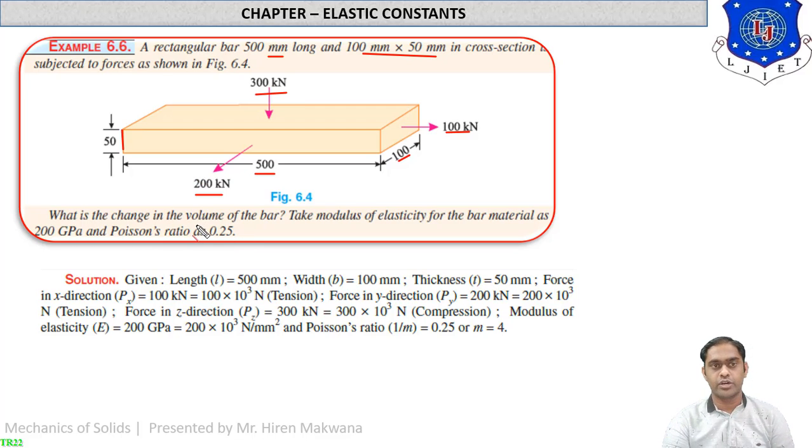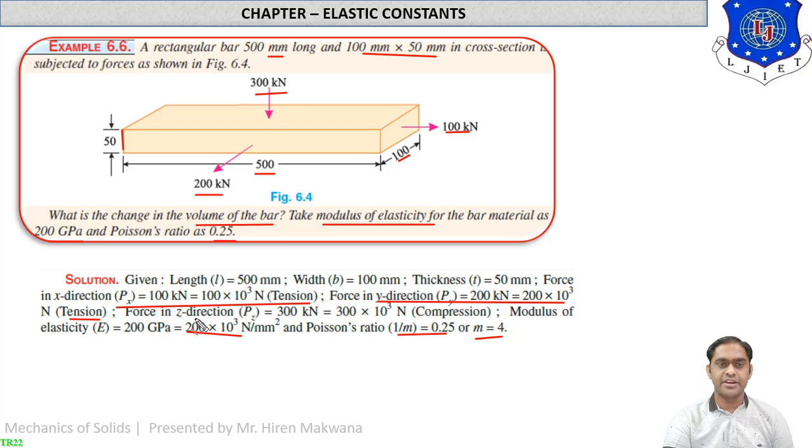What we have to find is the change in volume of the bar, delta V. Take modulus of elasticity E equal to 200 gigapascal, meaning 200 into 10 raised to 3 Newton per mm square. 0.25 is the Poisson's ratio 1 upon m, or you can say m equals 4. Now, in the x direction Px is equal to 100 kilonewton, 100 into 10 raised to 3 Newton, which is tensile. In the y direction Py is 200 into 10 raised to 3 Newton, which is tension. And in the z direction Pz equals 300 kilonewton, 300 into 10 raised to 3 Newton, compression. All the values, length, width and thickness are given to you. What we have to find is the change in volume of the bar, delta V.